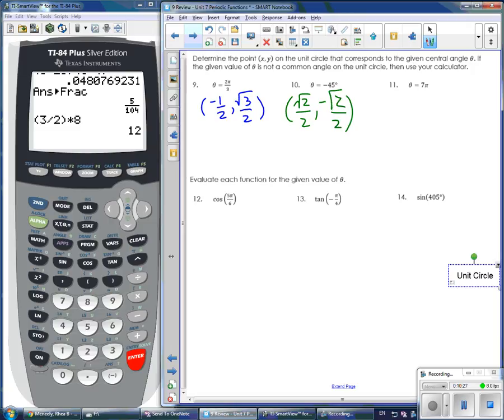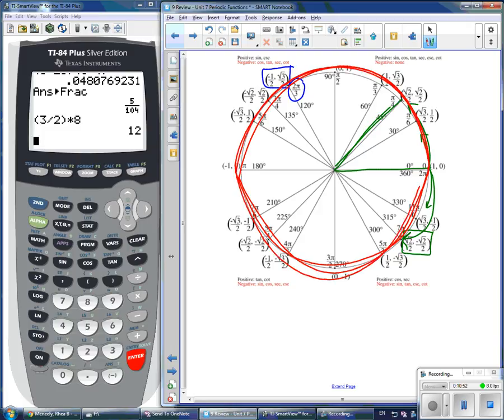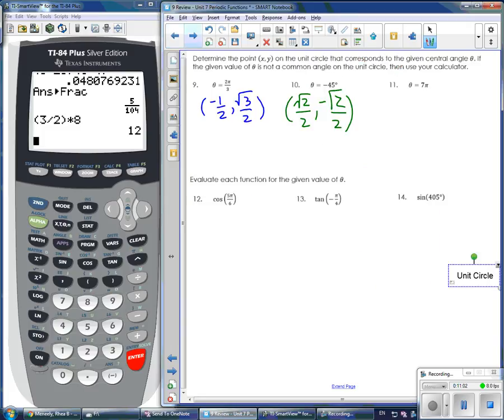Okay, and then number 11, notice you're given theta is equal to 7 pi. Well, 7 pi is not on my unit circle. I've got 0 pi. If I go halfway around the circle, that leads me to 1 pi. If I go all the way around, that's 2 pi. Well, I can keep counting. If I go around again, that's 3, 4, 5, 6, 7. And so 7 pi is equivalent to 1 pi. And the ordered pair associated with that point is negative 1, 0.